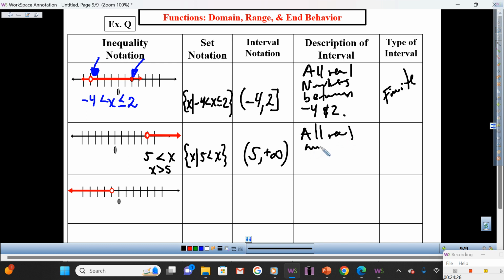All real numbers. Look at the graph. Here's 5, and all these are real numbers. Very good. You said greater than 5. Hands, have you got that? Now, do you see an infinity? Yes, so this is an infinite interval. All right? So far, so good?